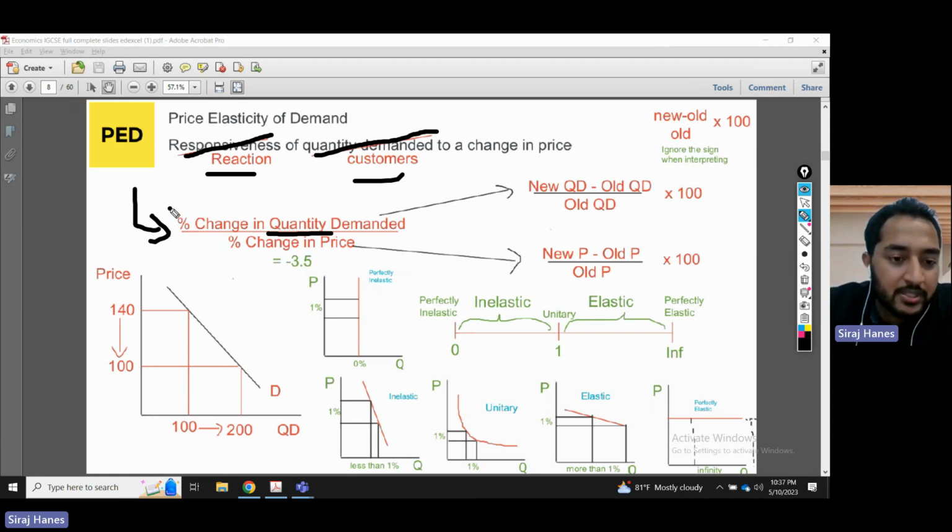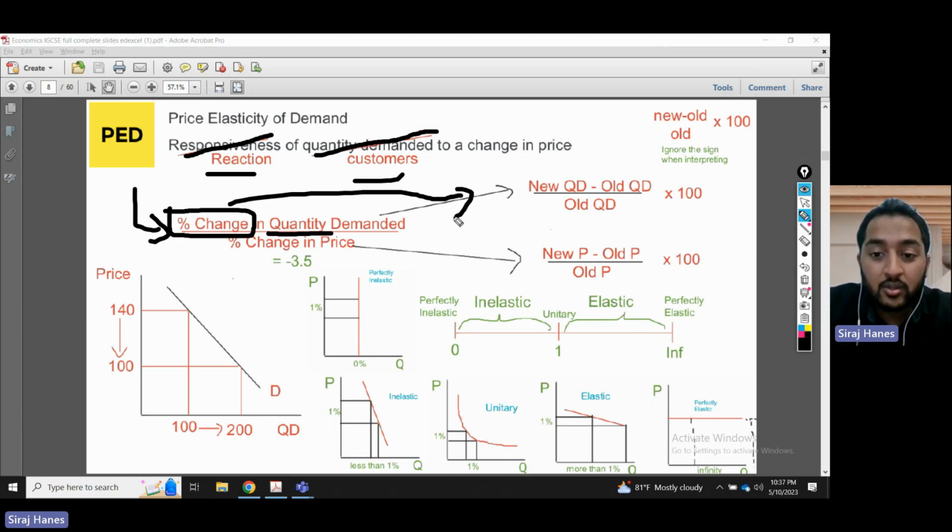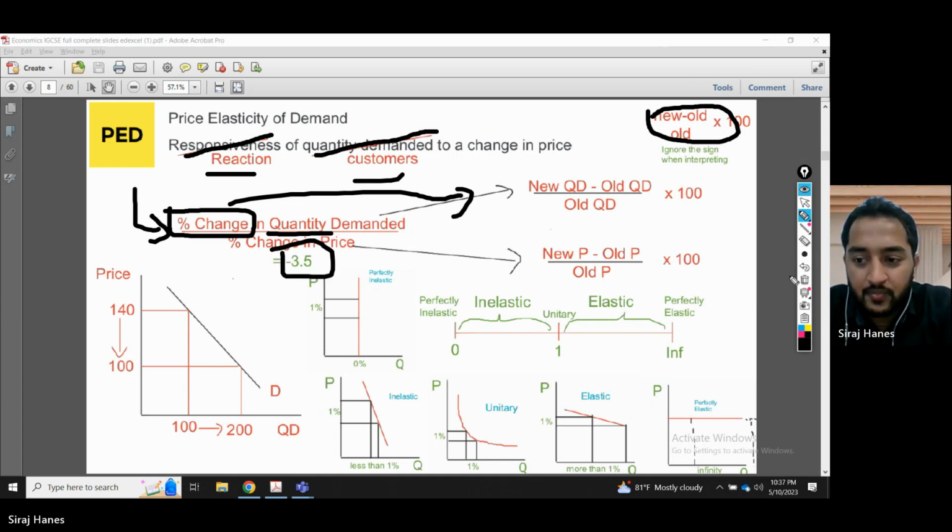Now, if you want to calculate percentage change, this is not economics, this is basic mathematics. If you want to calculate percentage change of anything, you use new minus old divided by old into 100. One more time, new minus old over old into 100. So in this case, the percentage change of quantity demanded is new QD minus old QD divided by old QD into 100. Do the same thing for price: new price minus old price over old price into 100. Once you do that calculation, you'll be able to arrive at an answer.